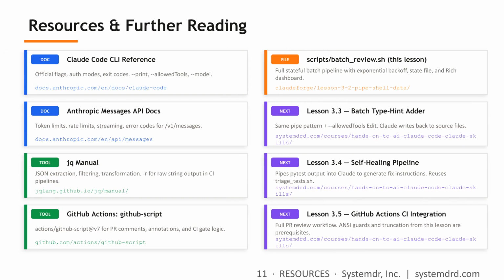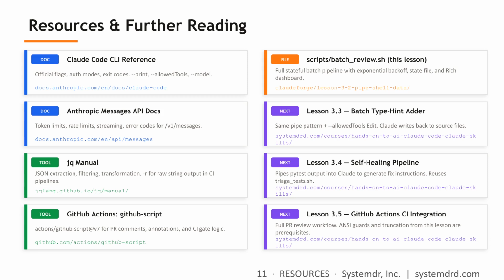A few resources worth bookmarking. The Claude Code CLI reference at docs.anthropic.com is your authoritative source for flags, exit codes, and authentication modes, more current than any course material, including this one. The jq manual at jqlang.github.io covers the 3 operations you'll use 90% of the time: .field for extraction, -r for raw string output in CI, and .[] bracket for arrays. For the GitHub Actions integration, the actions/github-script repo shows how to post PR comments and create review annotations programmatically.